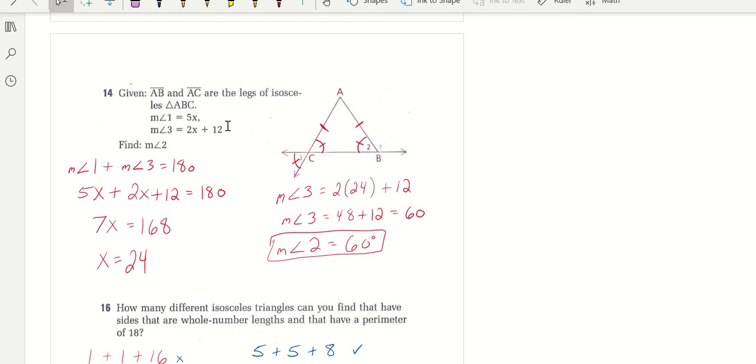We're told that the measure of angle 1 is 5x, and the measure of angle 3 is 2x plus 12. The measure of angle 1 plus the measure of angle 3 is equal to 180. So 5x plus 2x plus 12 equals 180. Solve for x and we get x equals 24.